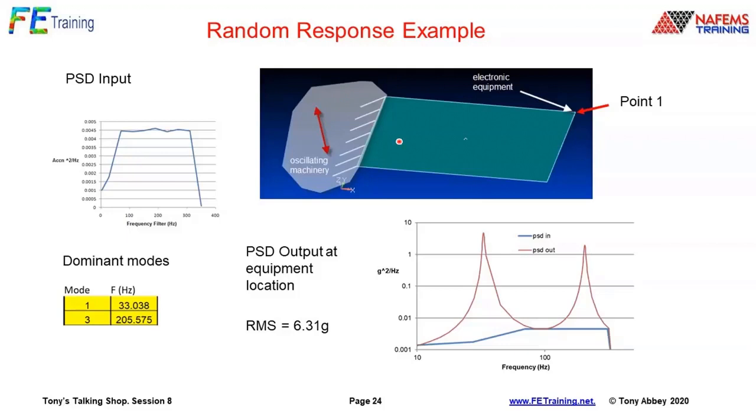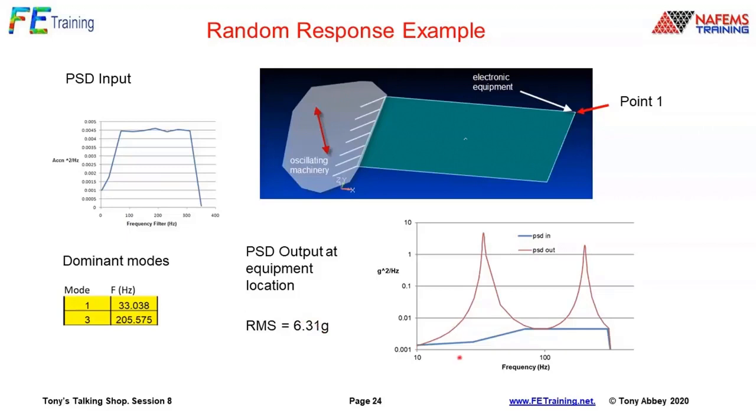So normally we're used to plotting an output RMS. The calculation at that particular point gives an RMS of 6.31 G. I can't remember what the RMS of the input signal is now, but we've got 6.31 G. Normally we'd multiply by 3, so just under 20 G would be the worst case scenario for acceleration at that point. We compare that to the fragility of the equipment. But rather than just looking at that number, this is the output PSD.